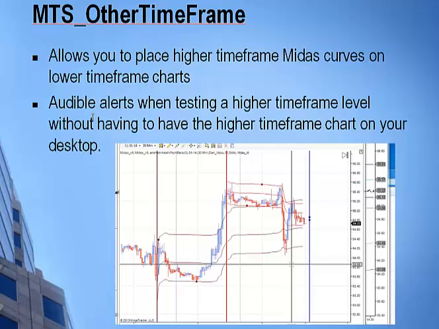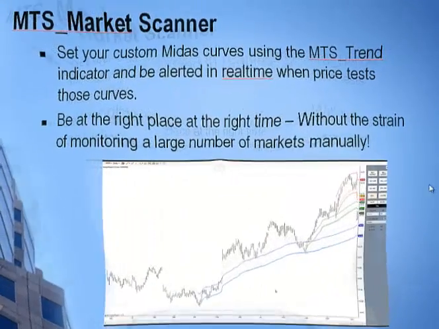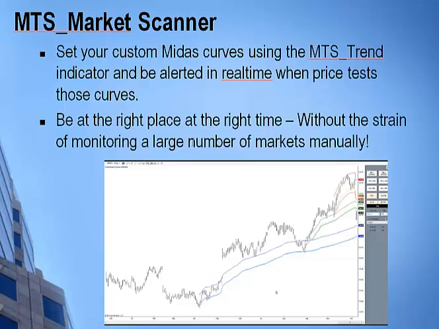Okay, so it also has audible alerts. So if you're actually testing that level, it'll let you know that. So if you stepped away or if you're paying attention to something else, you'll have an audible alert. And the market scanner is an interesting one. If you're looking at a large number of symbols, obviously we all know it gets tedious after some period of time. So this will allow you to go in, launch your curves from the pivots that you deem important, and calibrate them, and you can go ahead and just turn the scanner on.